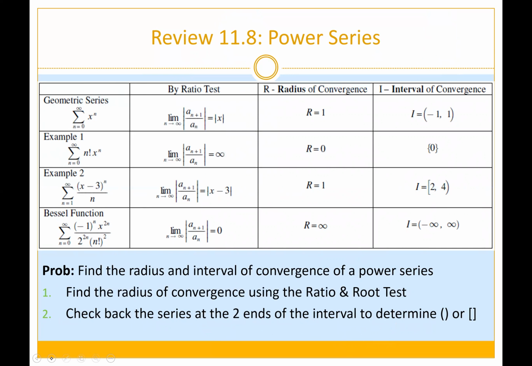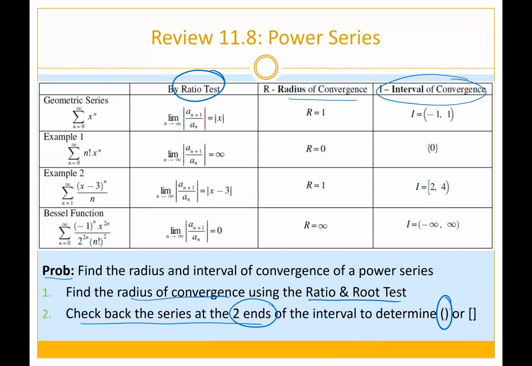And as I say, the way that you're going to find the radius of convergence is using the ratio test. So the radius of convergence is going to be determined, and then the interval of convergence. The problem that you might be asked is to find the radius and interval of convergence. The way that you're going to approach this is first find the radius of convergence using the ratio and or the root test, and then you check back the series at the 2 ends. So basically you just plug in the value at the 2 ends and you determine if you're going to take that value or not. So you're going to know, is it an open interval or a closed interval?